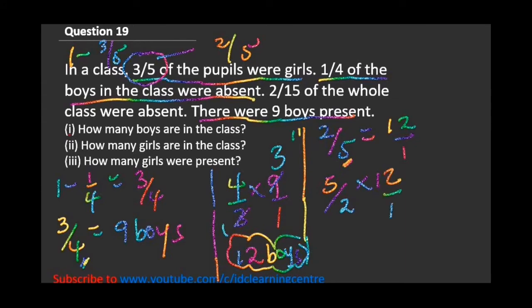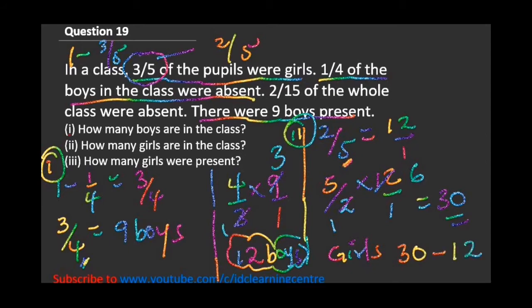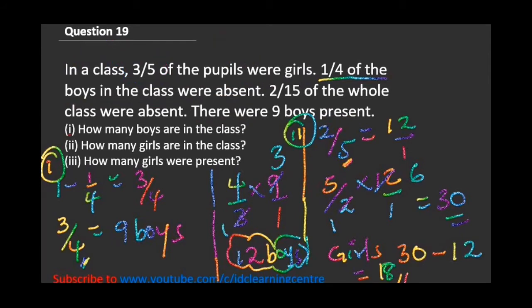Alright, so 2 here 1, 2 into 12 is 6. 5 times 6, we have 30 pupils in the class. If 12 are boys, girls will be 30, the total number of pupils in the class, minus the boys, which is 12. So the number of girls in the class will be 18. Alright, hope I can clean the board now. So I've solved for the first two parts. Let's find the last one. Okay, so you can always take the video back a bit if you are confused anywhere.